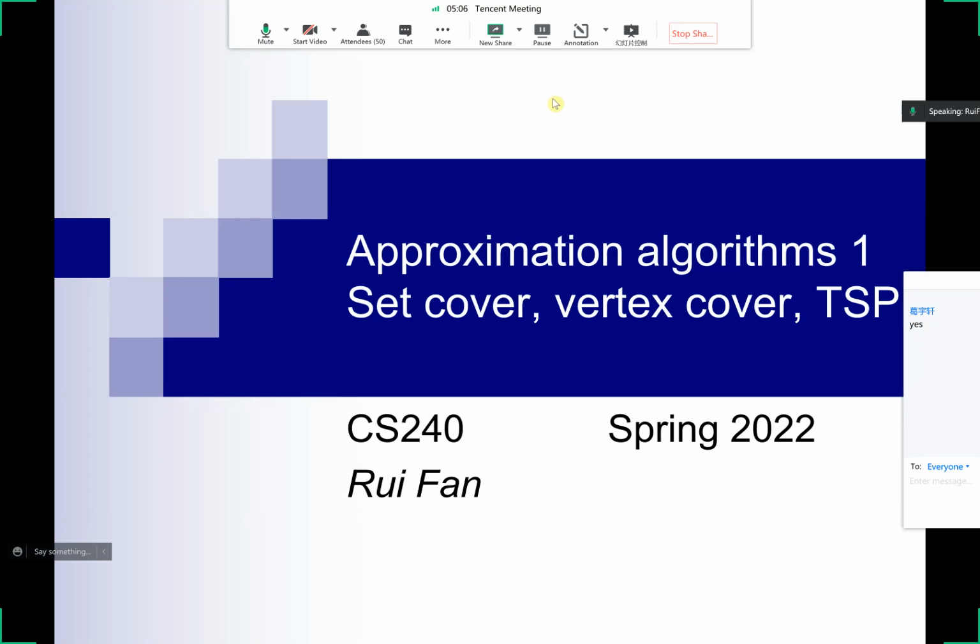All right, so today we're going to start a new section, and in fact, the final section of the course, which is about approximation algorithms. Okay, so we'll try to talk about these problems I'm listing over here. We'll see how far we get.